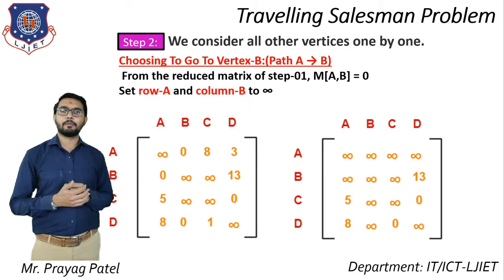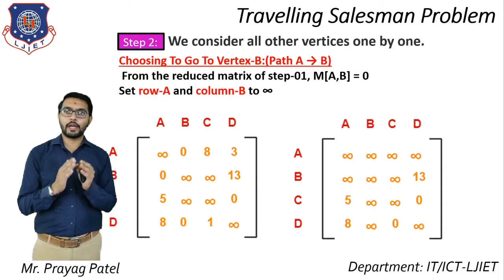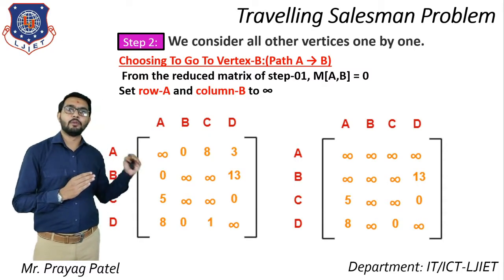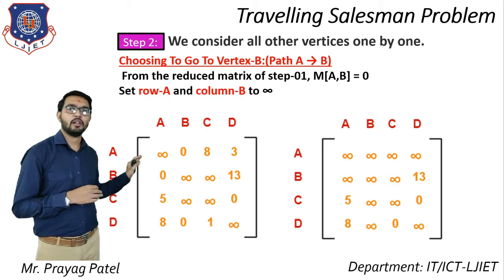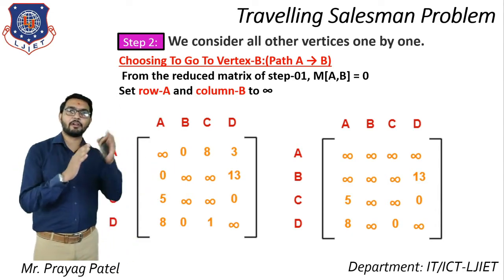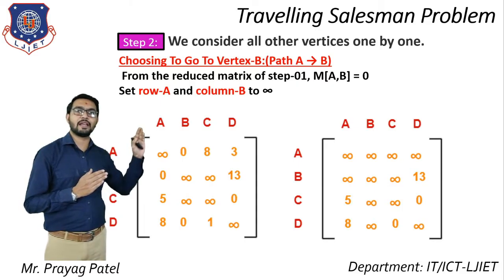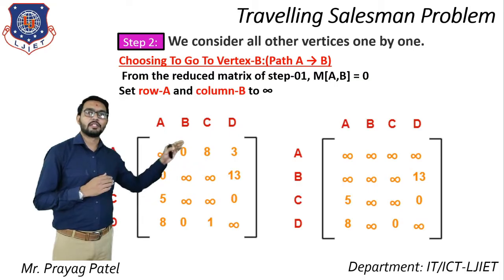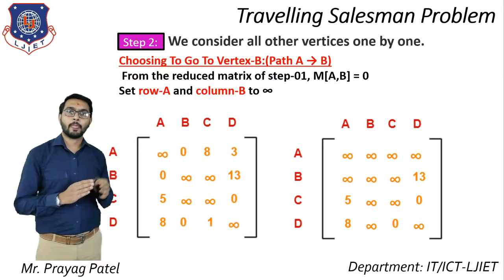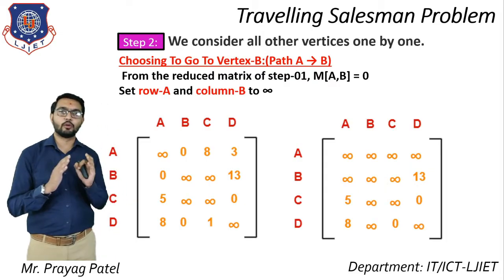So remember this value to find the solution. Now consider the second step. Here our path is from A to B. So set row A and column B to infinity. This first figure is your reduced matrix, and the second figure is your resultant matrix after performing the following operation. In this second figure, see that all entries of row A are set to infinity, and all entries of column B are set to infinity.